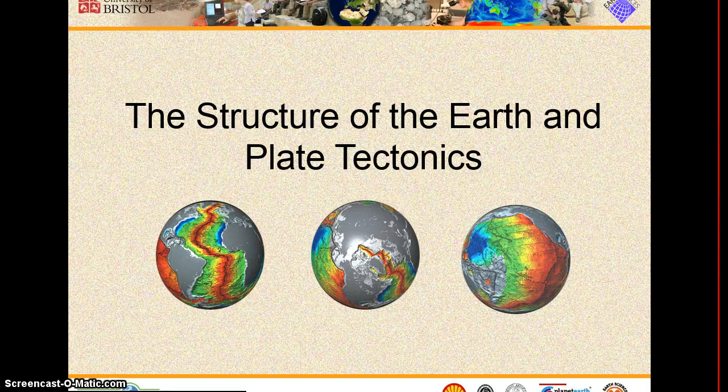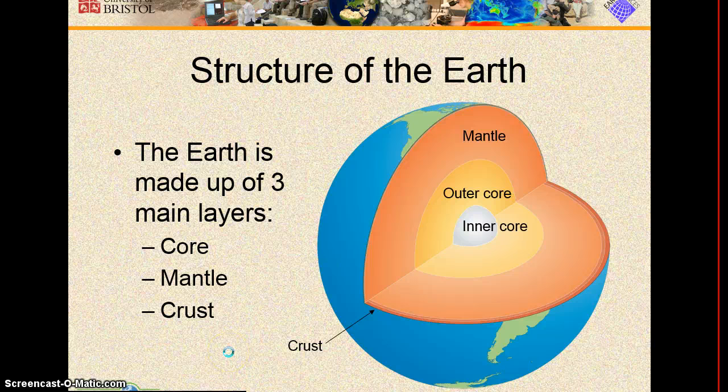Okay, we're going to take notes over the structure of the Earth and plate tectonics. Go ahead and write the title here. All right, just first start talking about, let's look at the structure of the Earth. The Earth is made up of three main layers. We know we got the core, the mantle, and the crust.